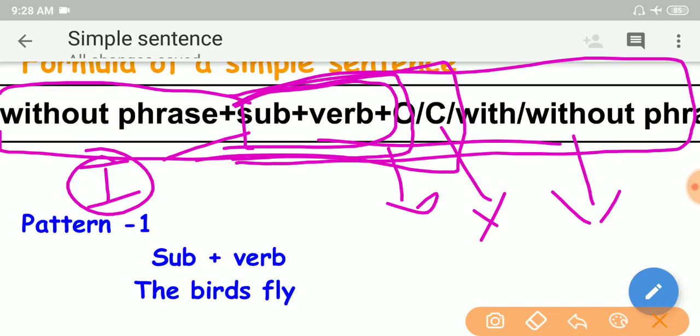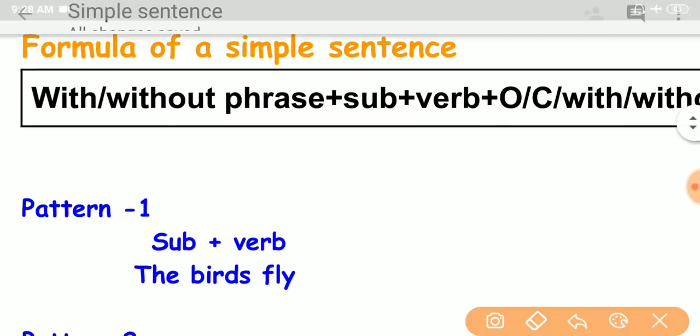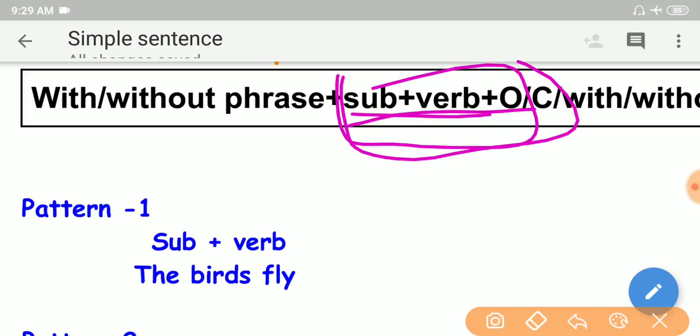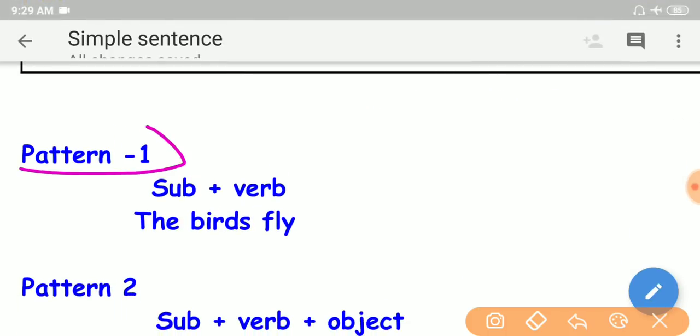So a simple sentence has a number of patterns. I already told you: subject verb, which you can call the subject verb pattern, the subject verb object pattern, and the subject verb complement pattern. So like this. Let us go and learn with some more examples, my dear friends. See here, pattern number 1. In pattern number 1, a simple sentence can be only subject and verb.